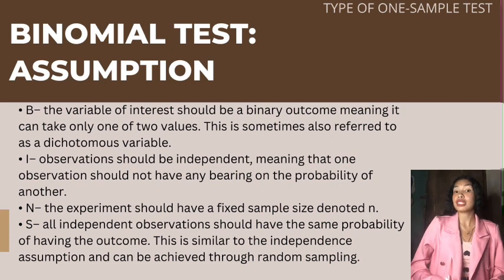Next, the letter I. It stands for the observations should be independent, meaning that one observation should not have any bearing on the probability of another. The next one is the letter N. It stands for the experiment should have a fixed sample size denoted by the small letter n. And lastly, the letter S. It stands for all the independent observations should have the same probability of having the outcome. This is similar to the independence assumption and can be achieved through random sampling.